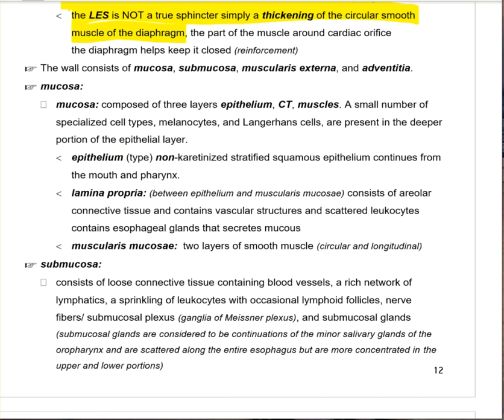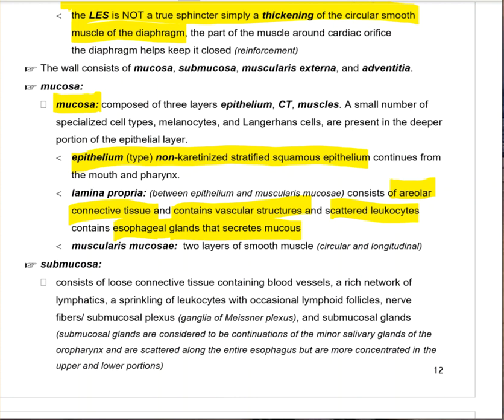Now, the mucosa, what do we need to say about it? We're only going to highlight things that are interesting or unique about them. And so this mucosa has that same stratified squamous epithelium that we saw in the mouth and the pharynx. The lamina propria still has areolar connective tissue, still has vascular structures, still has some leukocytes, and it has esophageal glands that secrete mucus. And I believe you see those in lab this week.